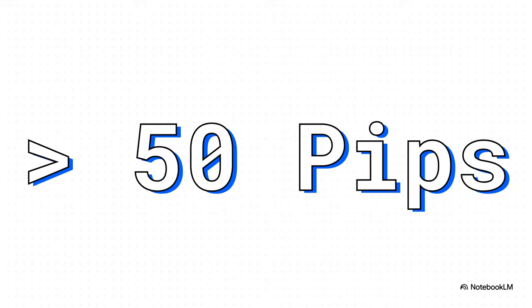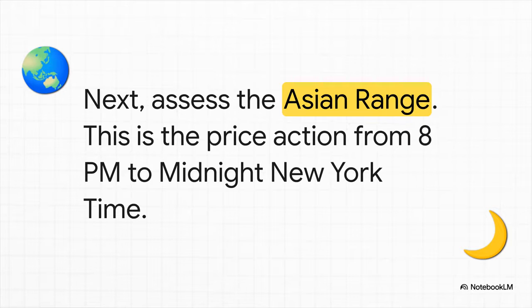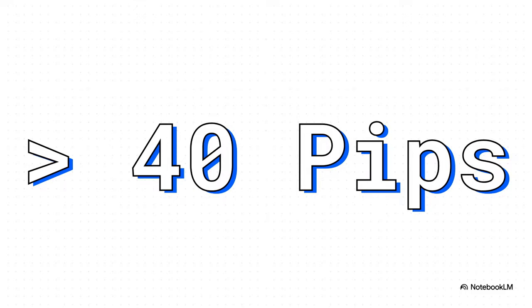For ICT, a range this wide is a strong signal to simply pass on the day. All right, immediately after that, we assess our next piece of the pre-session puzzle, the Asian range, which runs from 8 p.m. to midnight New York time. The rule here is very similar. If the Asian range expands to more than 40 pips, it's another clear warning sign.